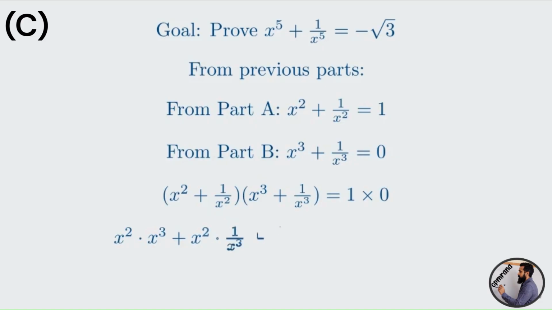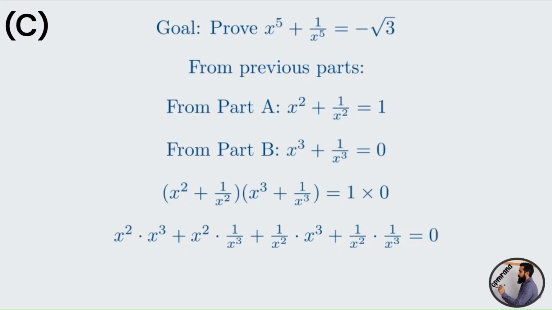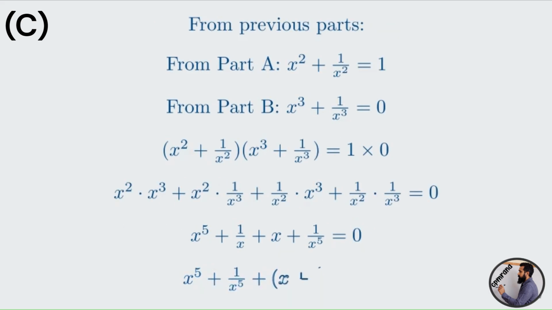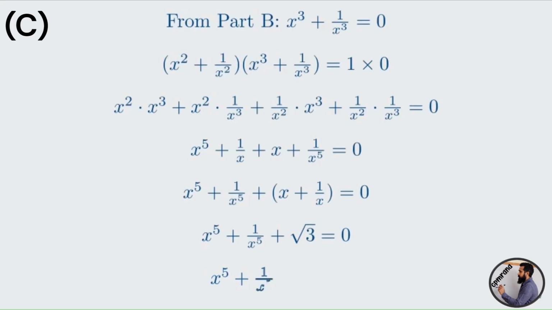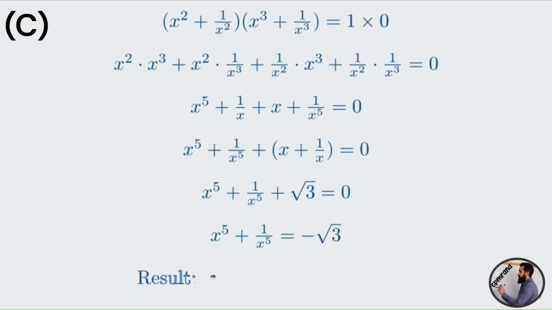Multiplying the left side using the FOIL method gives us the product of each term. Simplifying the exponents, we get x to the power of 5 plus 1 over x plus 1 over x to the power of 5 equals 0. Let's rearrange the terms to group the fifth powers together. We already know the value of x plus 1 over x from part A. It is the square root of 3. Now, simply subtract the square root of 3 from both sides to isolate our target expression. And there we have it. By combining the intermediate results from the first two parts, we have proven the third identity.